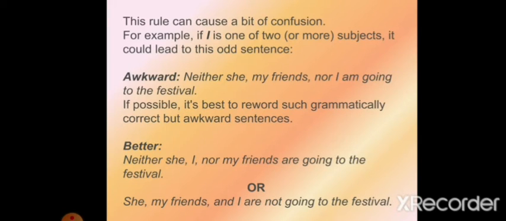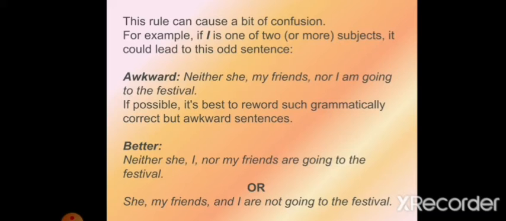You can write neither she, I, nor my friends are going to the festival, or she, my friends, and I are going to the festival, because there is and. There is not one subject. There are many subjects. So definitely the verb will be in the plural form. Again, I will go back to the basic rule. The basic rule is plural subject, plural verb. She, my friends, and I are going to the festival.